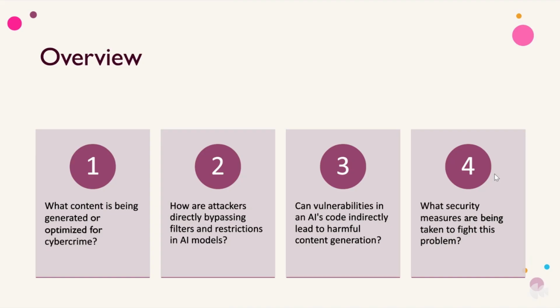So before we fully get into this, I want to introduce the 4 questions we will be looking at. First, we will be looking at what content is being generated and optimized for cybercrime. Next, we will look at how attackers are directly bypassing filters to generate this type of content using AI. We will then look at how vulnerabilities in an AI's code can indirectly cause harmful content to be generated. And then finally, we will see what current security measures are being taken right now to combat this problem.